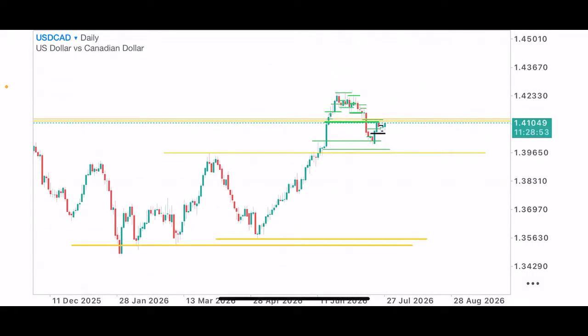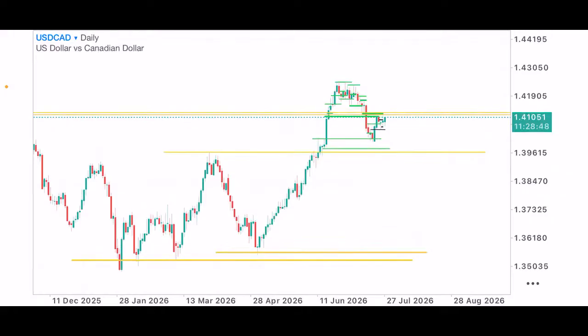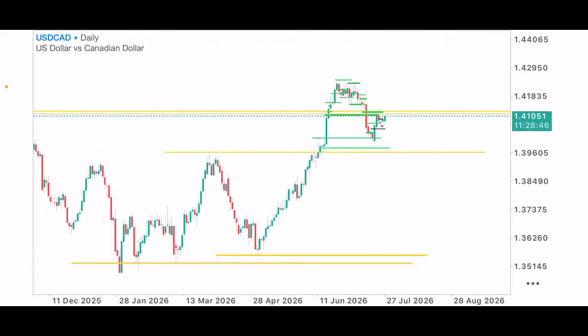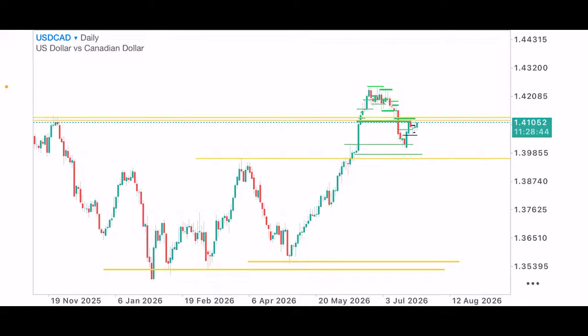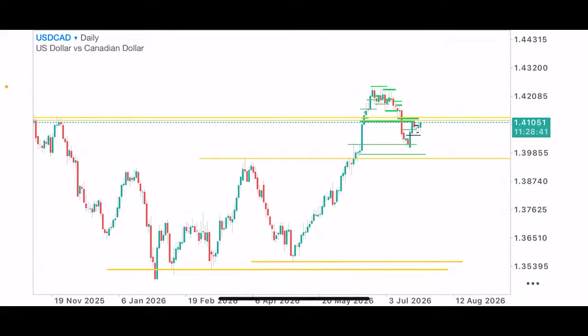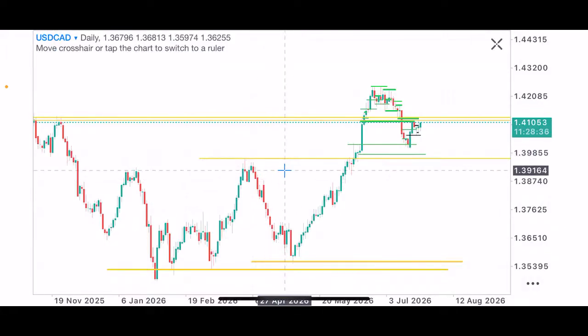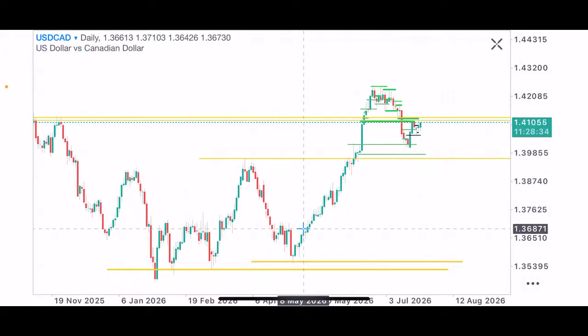So this is the USD CAD Monday morning analysis. Starting from the daily time frame, you can clearly see how price reacts before we go down to our lower time frames. All right, so let's start with the daily time frame.